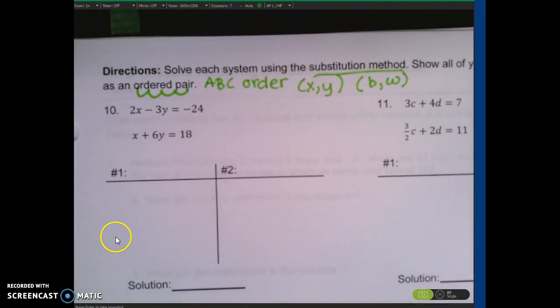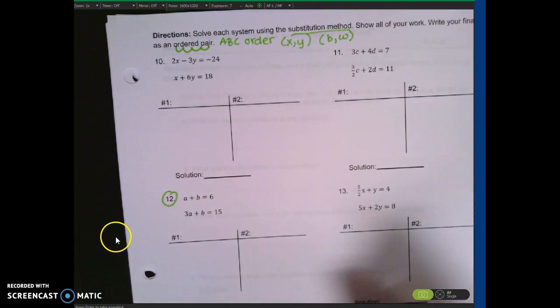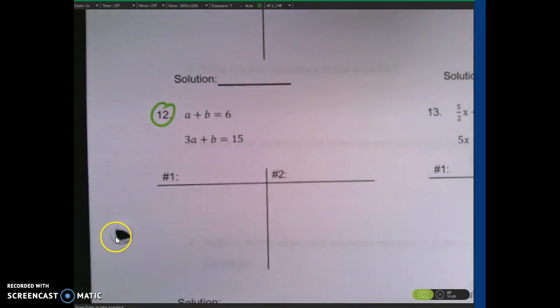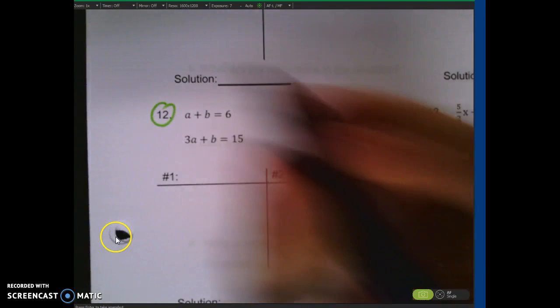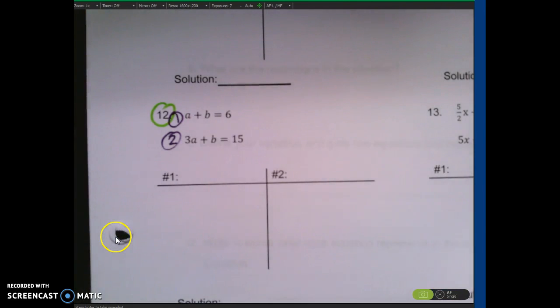So I'm going to do a few of these with you, but I'm going to let you work with your group to solve some more. So I'm going to do number 12 with you, and I'm going to do number 14 and 15 with you. So let's start with number 12. Taking a look at 12, the first thing I want to do is number my equations in the system. 1 and 2. Then I want to say which variable is most efficient to isolate in which equation.